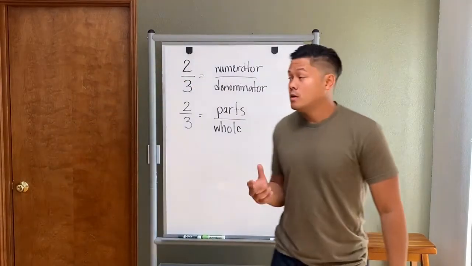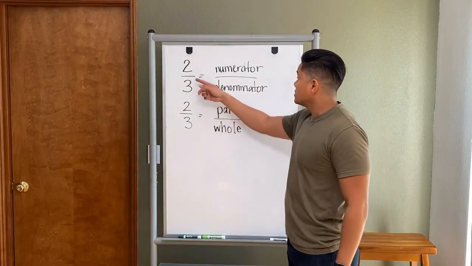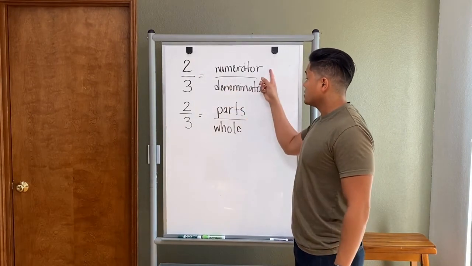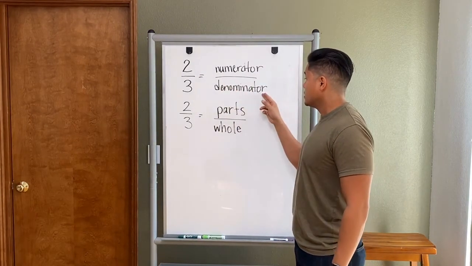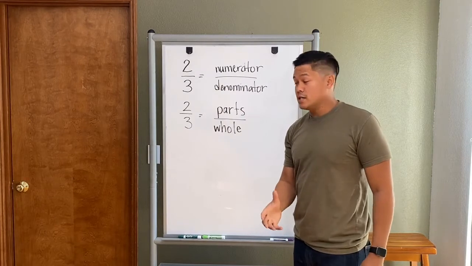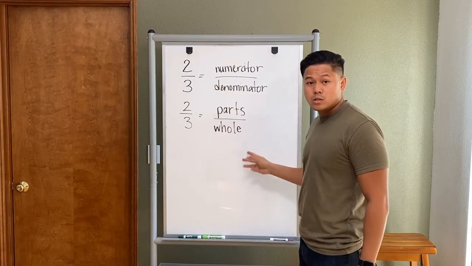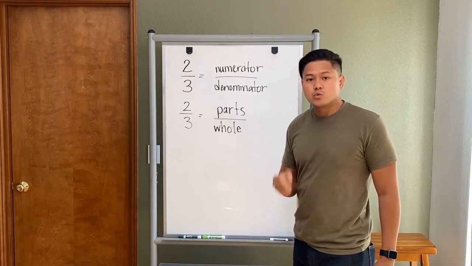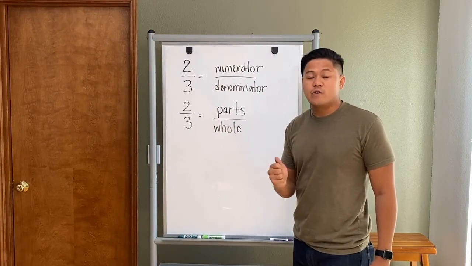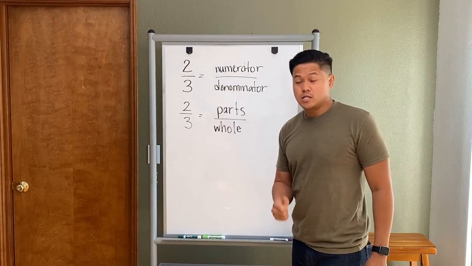Okay, so far we know that the top number is the numerator, the bottom number is the denominator, and we could also look at it as the top is the parts of the whole. Now let's look at a model to really understand what a fraction might look like.